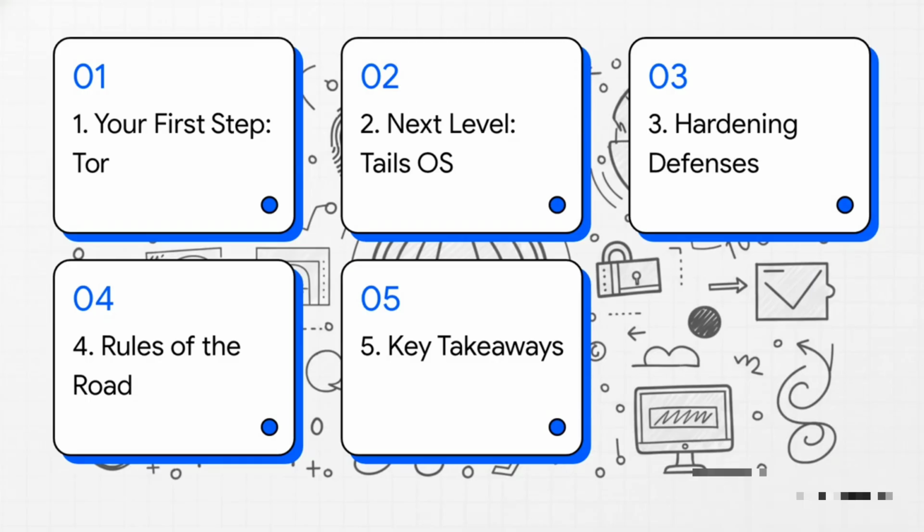Okay, here's our game plan. We're going to start with the most basic tool you need, the Tor browser. Then we'll level up to a super secure operating system called Tails. After that, we'll talk about beefing up your browser settings, go over the absolute must-know rules for staying safe, and then we'll wrap it all up with the most important takeaways.